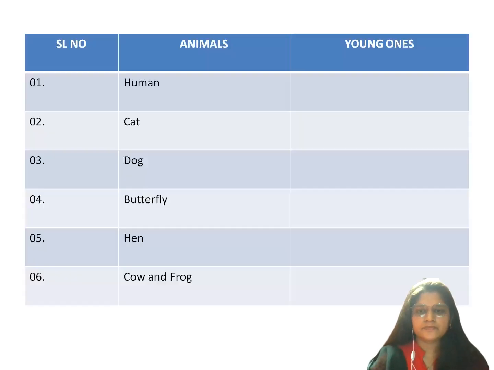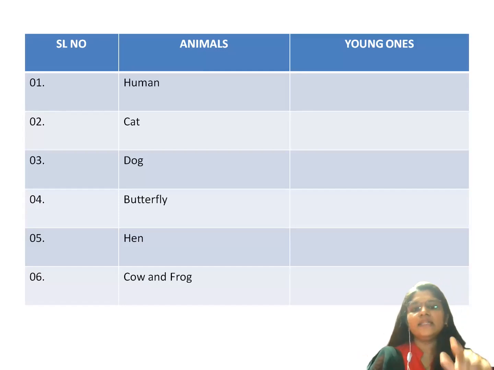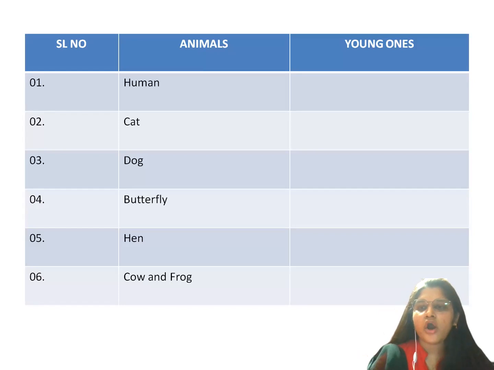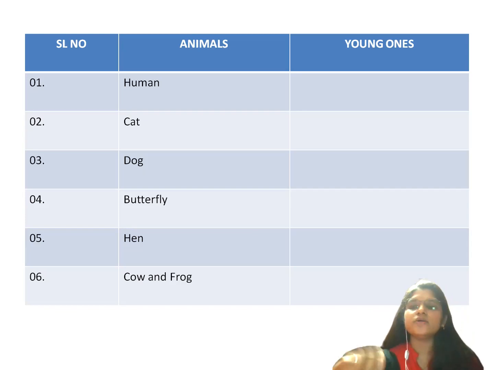Now we will see these examples. Human, the young one is a baby. Cat, kitten. Dog, puppy. Butterfly, caterpillar. Hen, chick. Cow, calf. Frog, caterpillar. In the life cycle of the butterfly, frog, and also the silkworm, the caterpillar is definitely a part. The caterpillar stage is also called the larval stage. Hope you're clear.